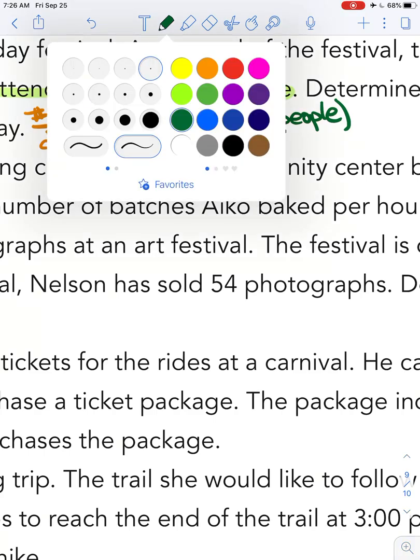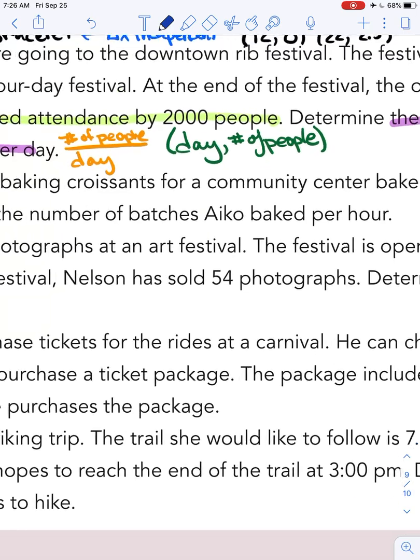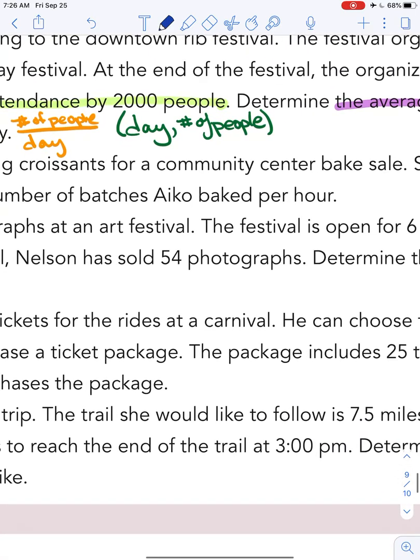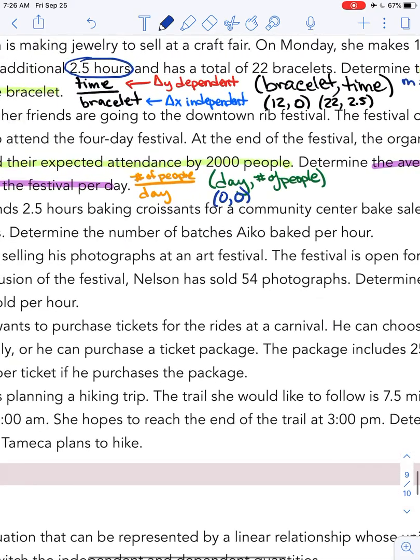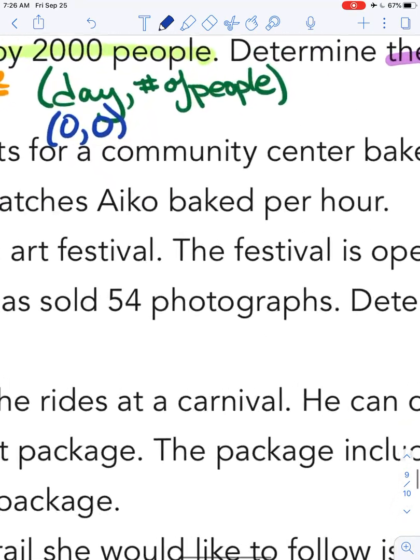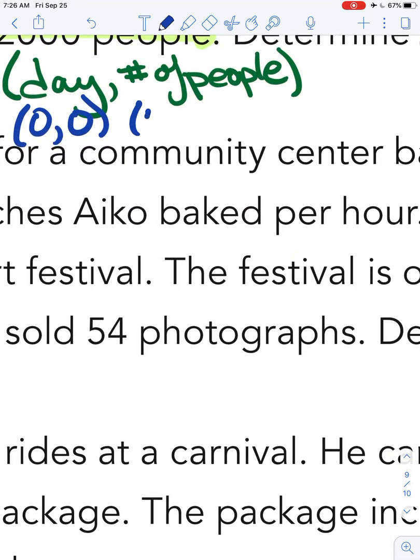Okay, so let's change this. Now, when the festival starts, there are no days. Therefore, there are no people that have shown up. Later on, right here, it says that it's a 4-day festival. So that means at the end of it, there have been 4 days.